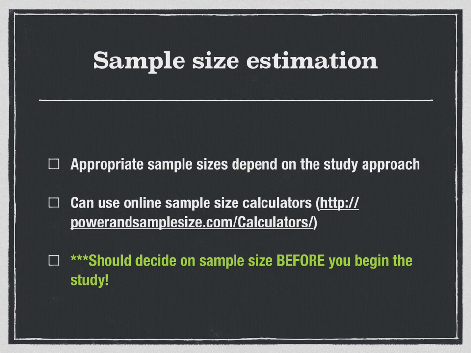To be perfectly frank, when it comes to deciding on a specific sample size, there are no hard and fast rules to help you. It depends on the study approach. Cross-sectional surveys need many more participants, for example, than case series. You can use sample size calculators that are freely available online or those that come with other statistical software. So for example, you can use powerandsamplesize.com/calculators. I'll put up the link in the module for you to try it.